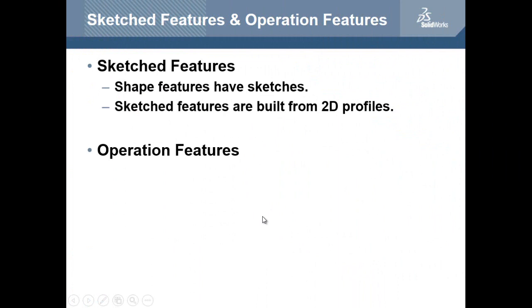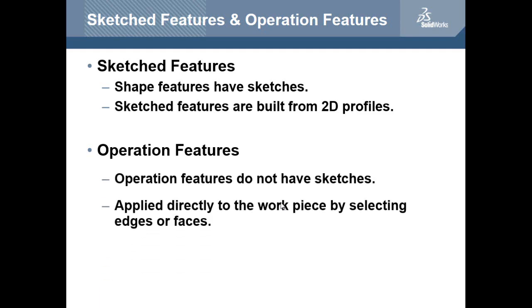Sketch features. Shape features have sketches. Sketch features are built from two-dimensional profiles. Operational features do not have sketches. They're applied directly to the workpiece by selecting edges or faces.